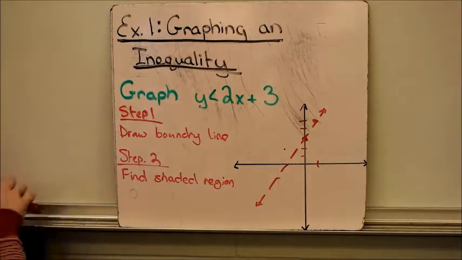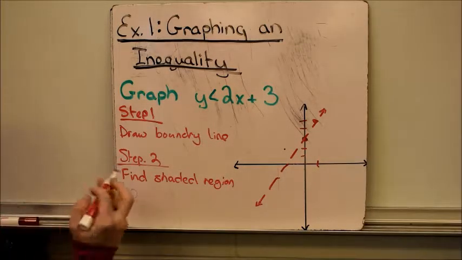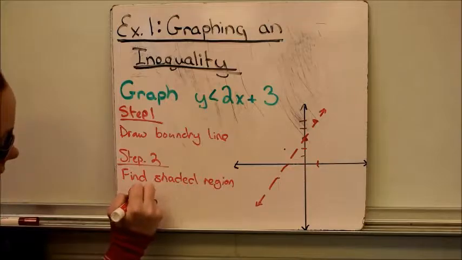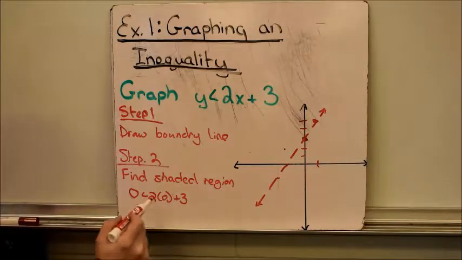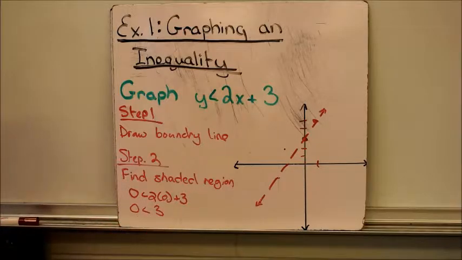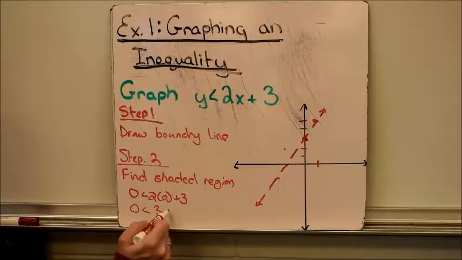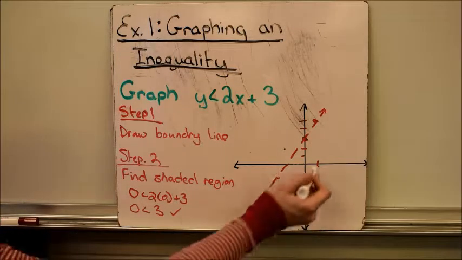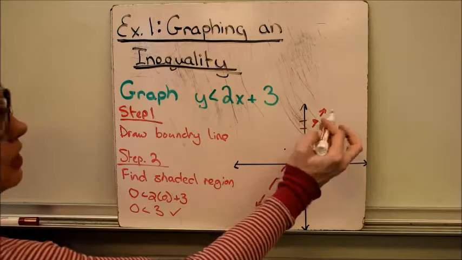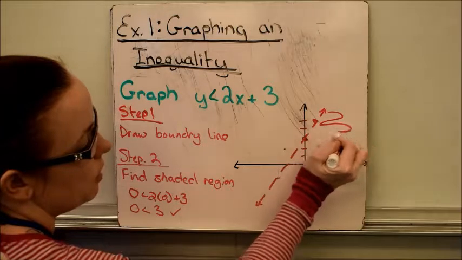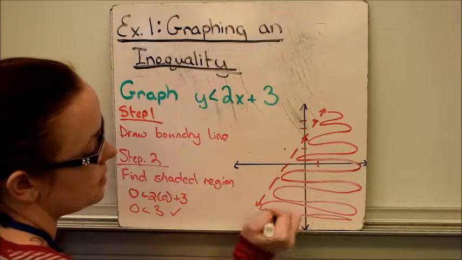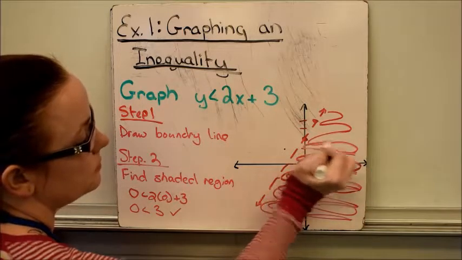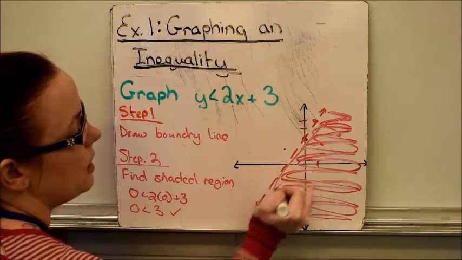So 0 is less than 2 times 0 plus 3. 2 times 0 is 0, so 0 is less than 3. Is 0 less than 3? Yes, this is true. So we know that this side of our inequality is going to be shaded, and I'm just going to do this.